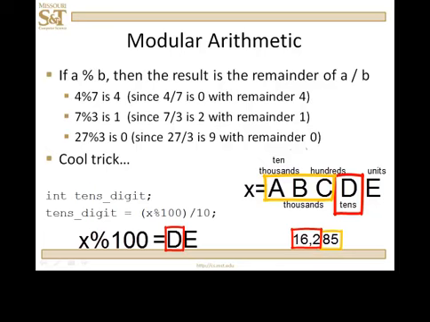So if I take X mod 100, that's DE, and then divide it by 10. Well, that's DE divided by 10. How many times does 10 go into DE? It goes D times. So, using integer division and modular arithmetic, I've isolated the tens digit.